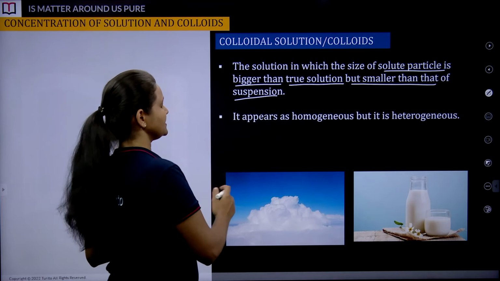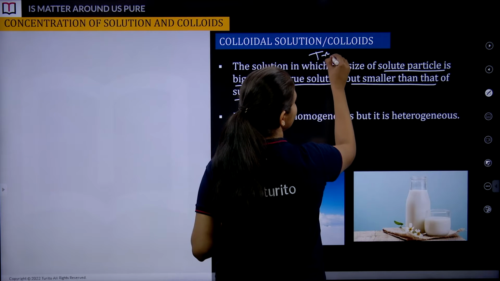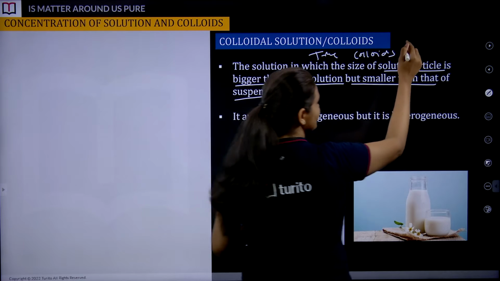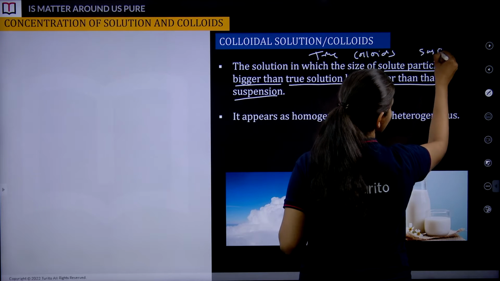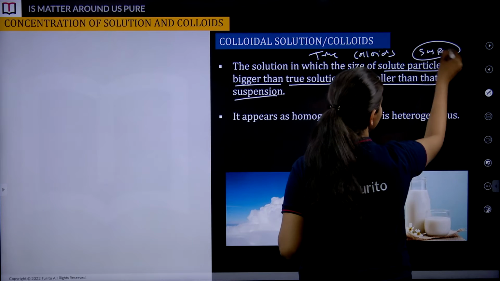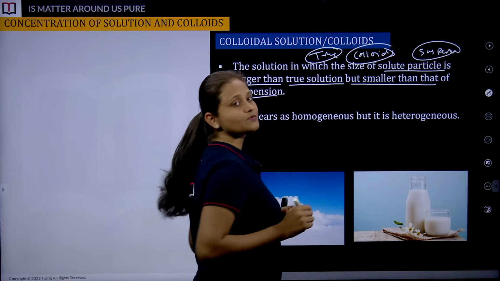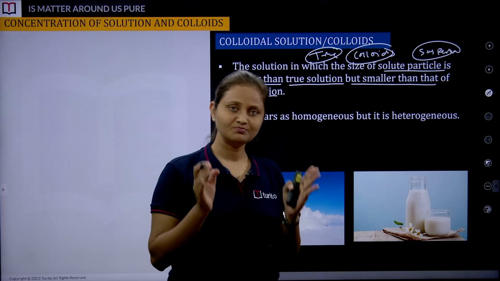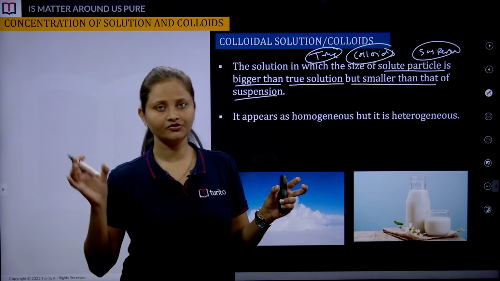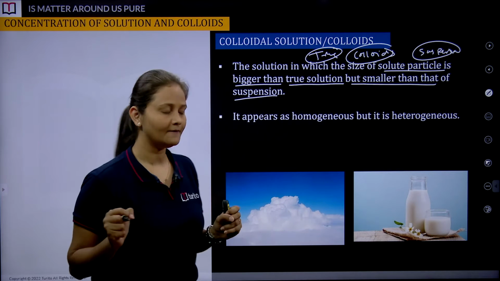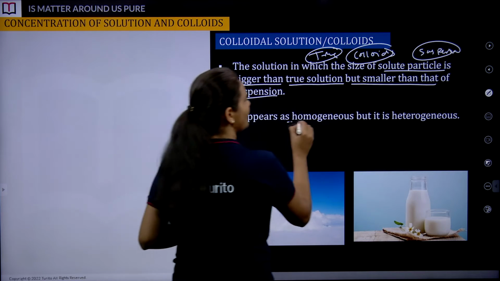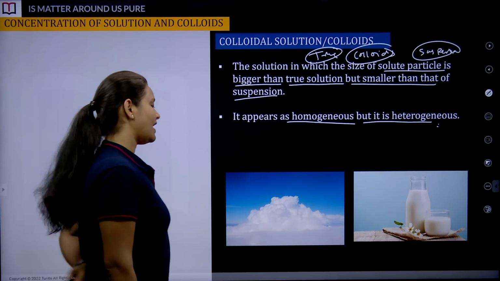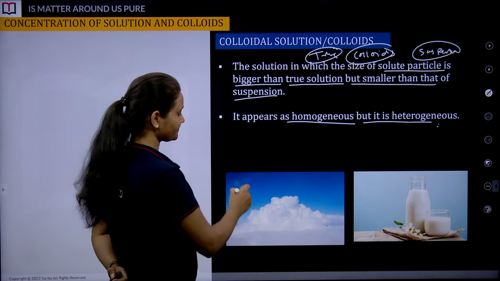So try to understand. We have true solution, students, then we have colloids, and next to that we have suspension. So it becomes very obvious that the size of these particles lies in between true solution and suspension. It appears as homogeneous but it is heterogeneous. So I have given some examples.